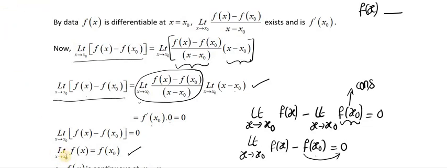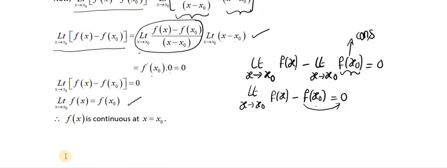So from this one, we can easily say that f of x is continuous at x equal to x naught, because this is the definition of continuity. Originally, what we have is limit x tends to a, f of x equal to f of a. But here, instead of a, we have x naught. So whenever this is true, we can say that f is continuous at x equal to a. In a similar manner, we can say that f is continuous at x equal to x naught.